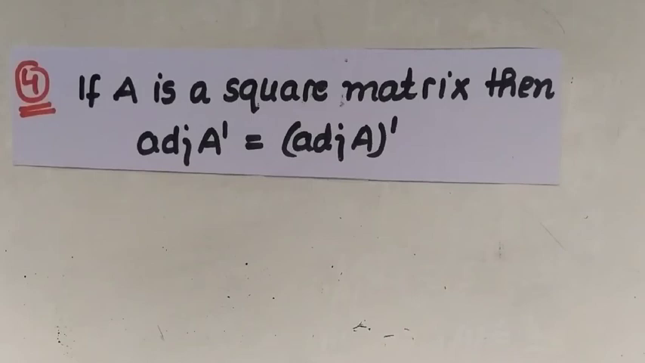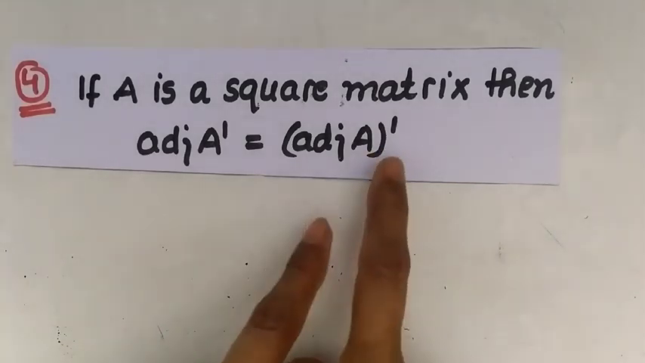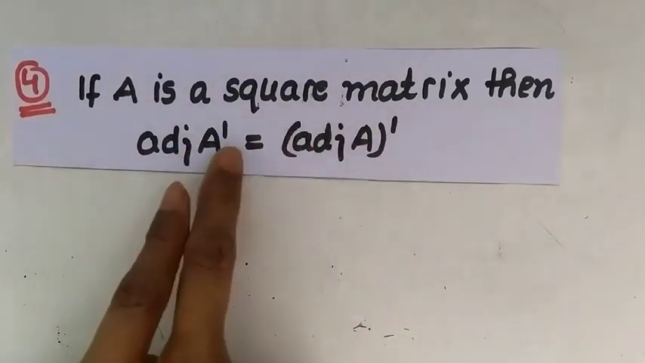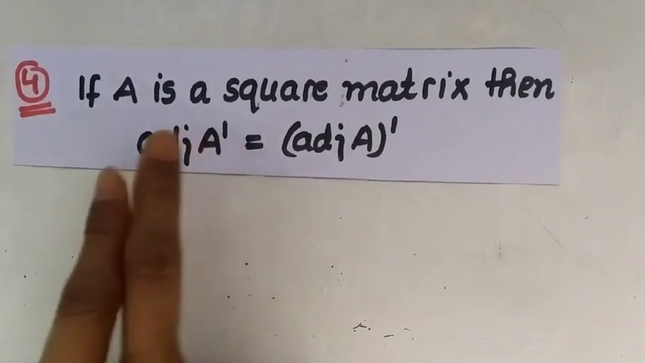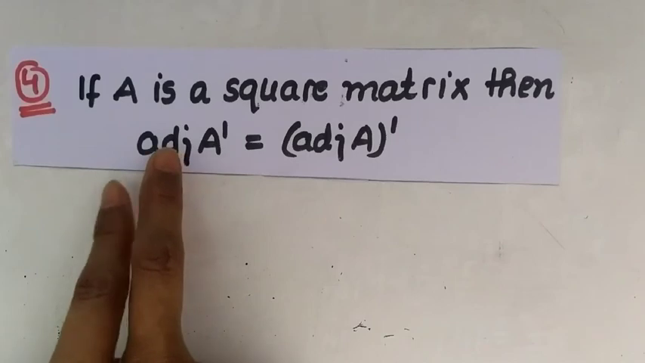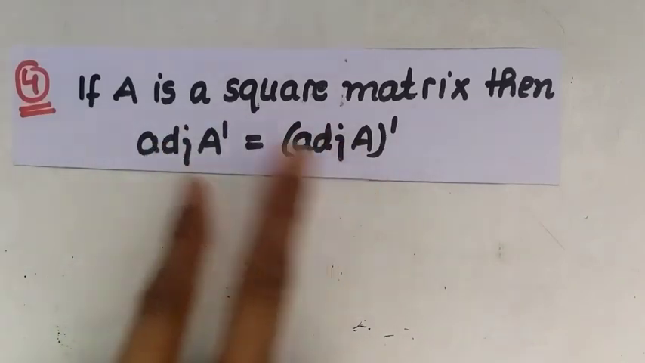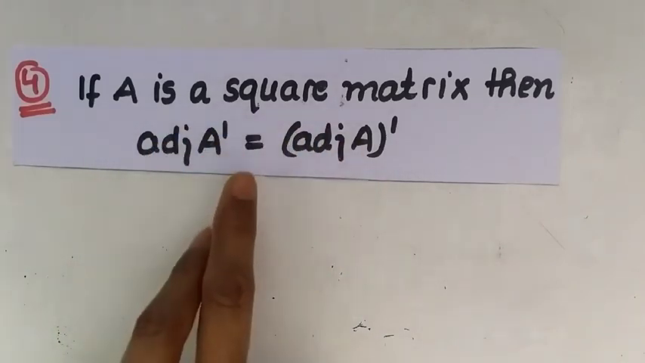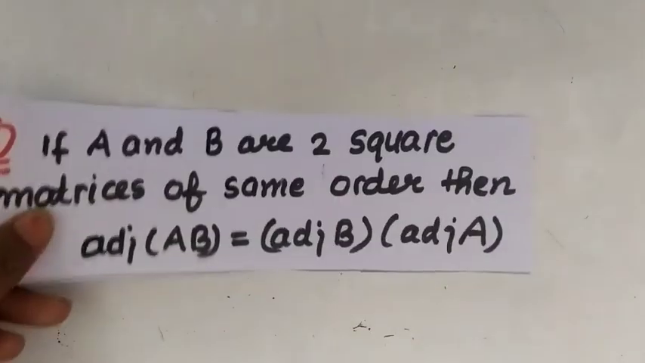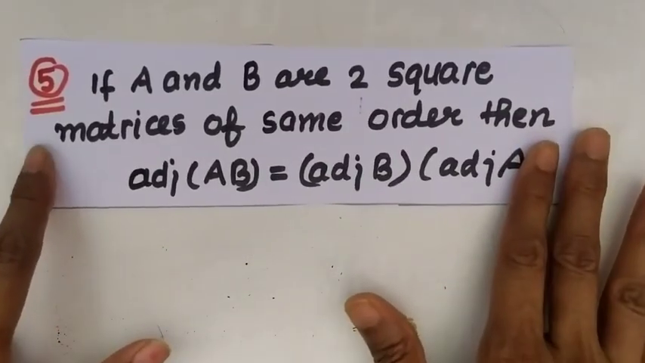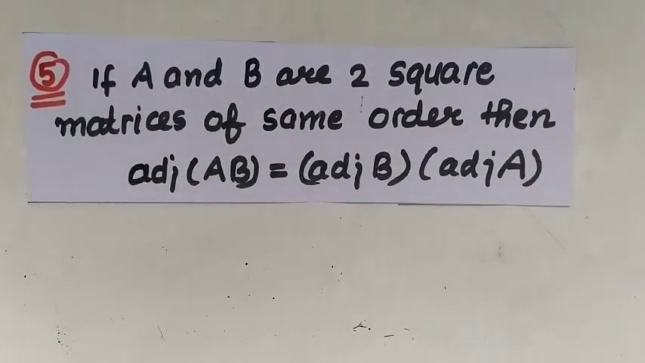It means if we have a matrix A, first of all we can find its adjoint and then we can take its transpose, or we can find firstly its transpose and then we can find its adjoint. Then in both cases results will be same, that is adjoint of A transpose is equal to transpose of adjoint of A.